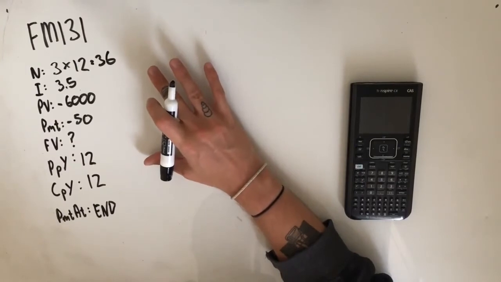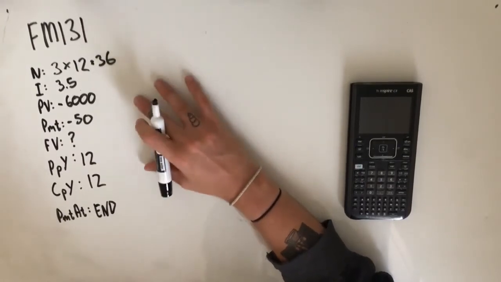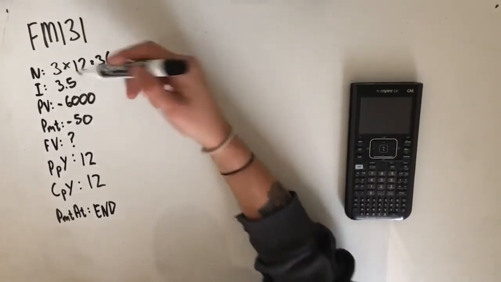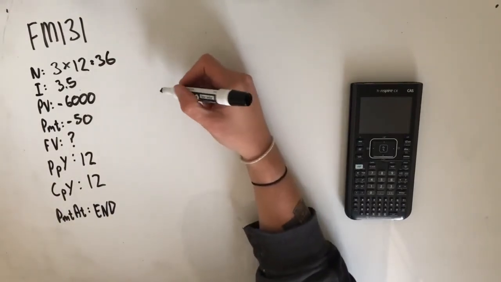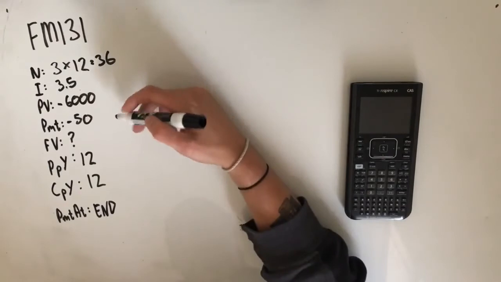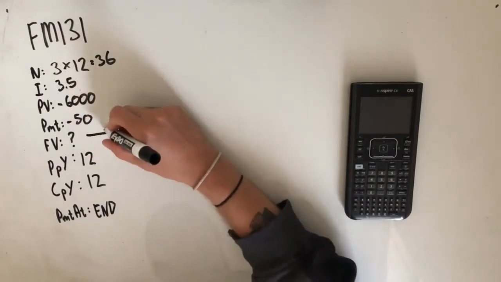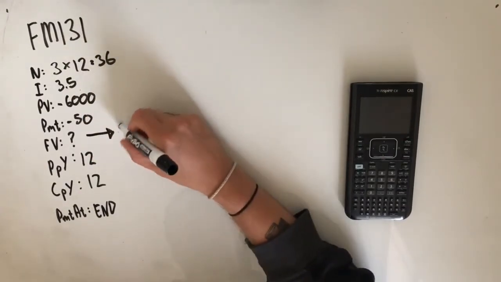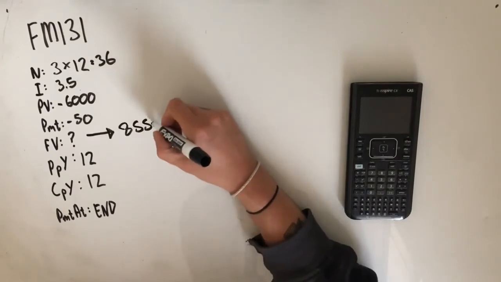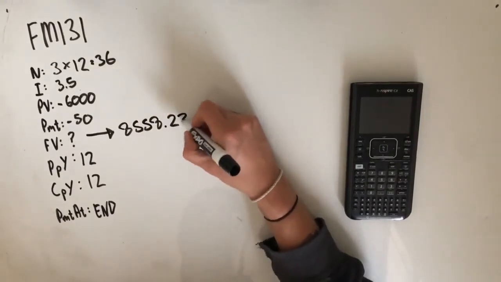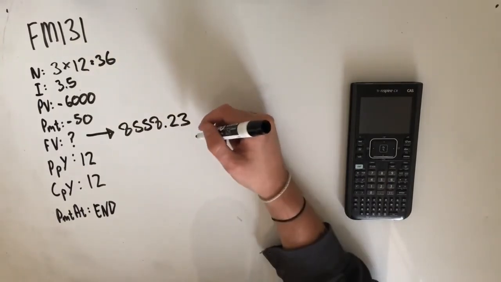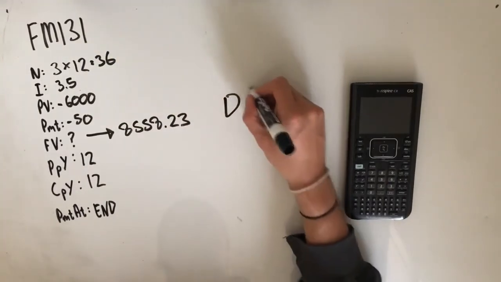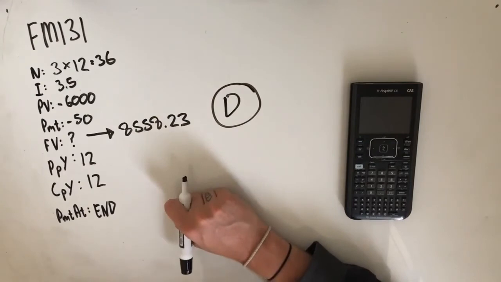Sometimes it's not the best time to think logically in terms of how many months are going to be in 3 years. You can just put in 3 times 12 into your calculator and let it do the hard work for you. So plugging this into your calculator and solving for the future value, you should get an answer of 8,558.23, possibly some more decimals following that. But of course, this is going to be closest to option D, which is the correct answer for this question.